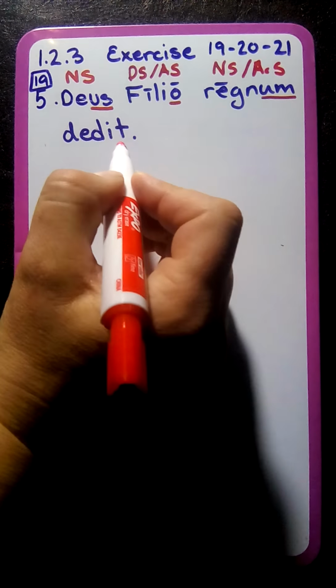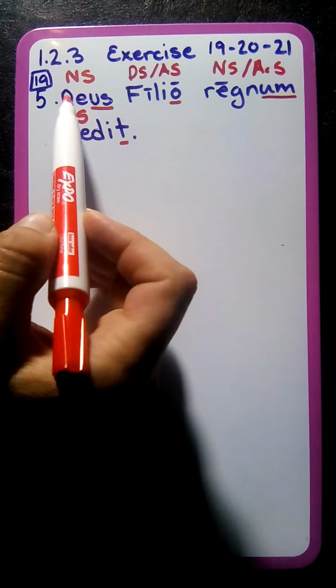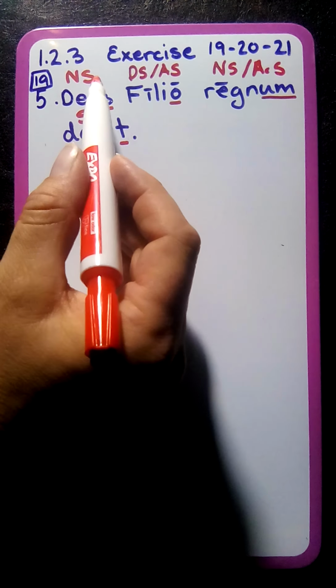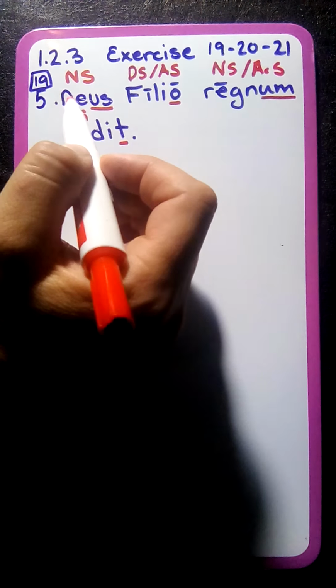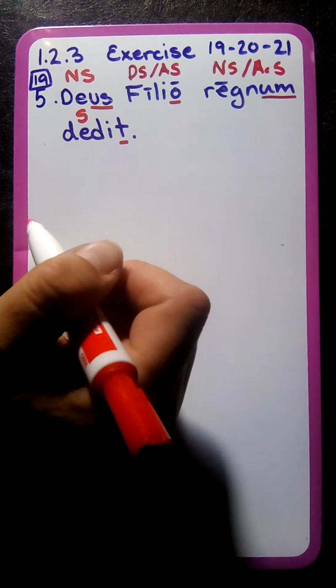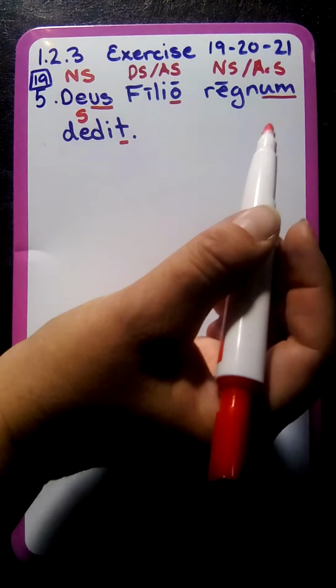And lastly, we have dedit. Dedit, ending in the t, tells us that it is third person singular. So this is a singular verb, and our verb needs to agree with our subject in number. We know this is a subject because it's nominative singular. So singular, singular, they agree, we're good there. Now what are we saying? That God gave what? So we need an object that it's giving and a person, or a thing, that he's giving it to.